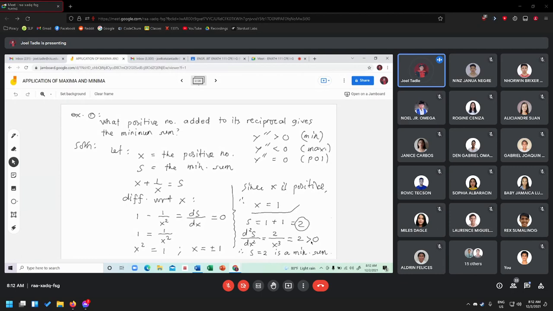Then if it is greater than 0, it means minimum. That's our rule, no? If y double prime is greater than 0, it's a minimum point. Y double prime less than 0 is a maximum point. Y double prime equals 0 is a point of inflection. So we proved, guys, that this is true.